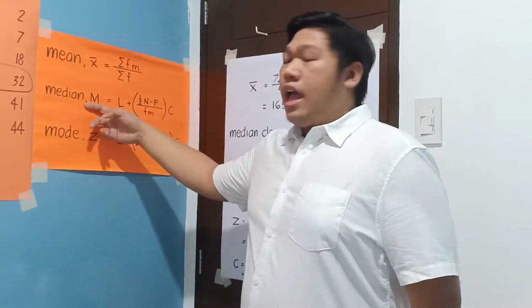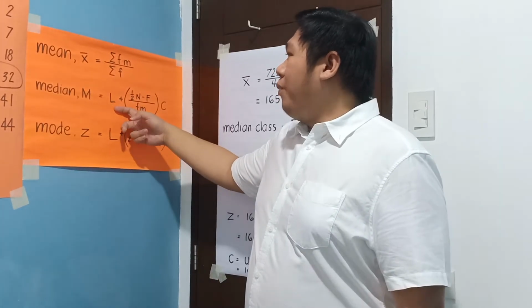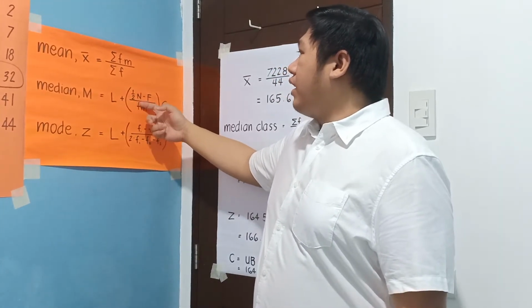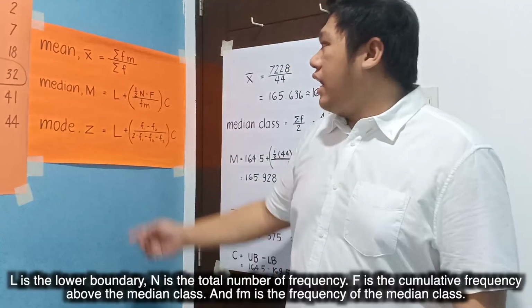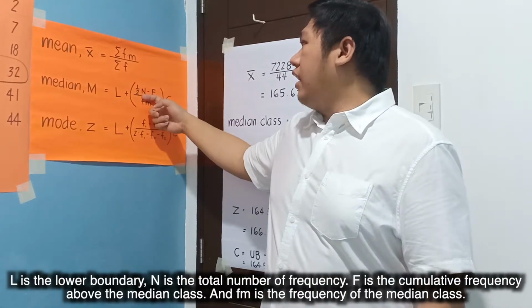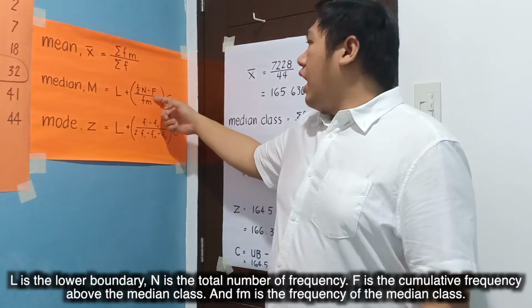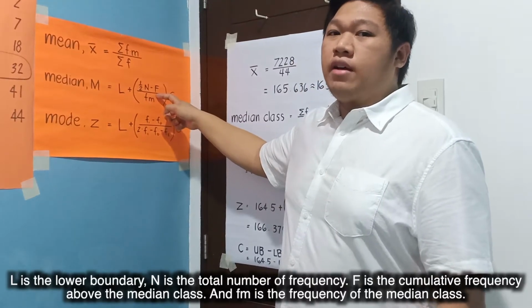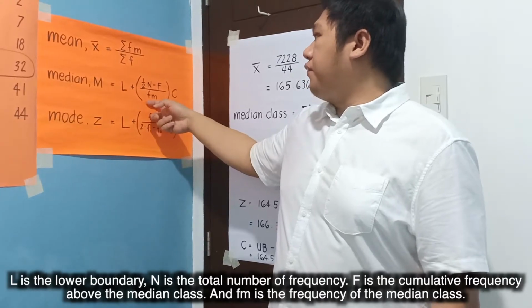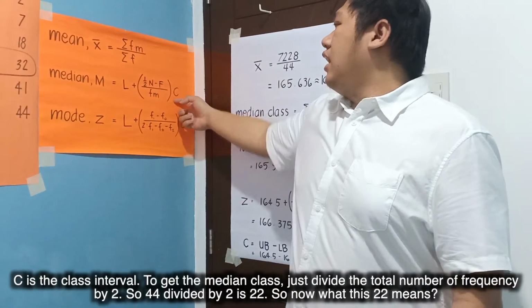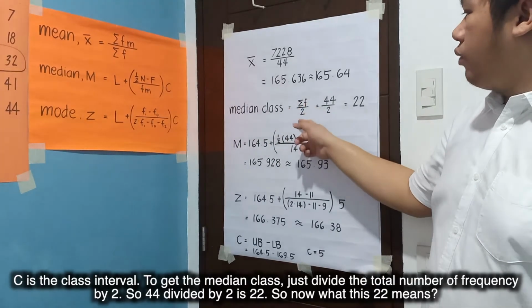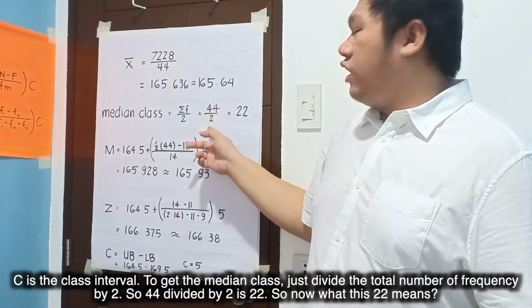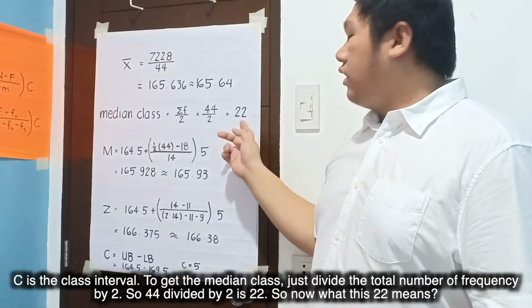For the median, M equals L plus open parenthesis 1/2 times n minus f all over Fm close parenthesis c. L is the lower boundary, n is the total number of frequencies, f is the cumulative frequency above the median class, Fm is the frequency of the median class, and c is the class interval. To get the median class, just divide the total number of frequencies by 2. So 44 divided by 2 is 22. Now what does 22 mean?